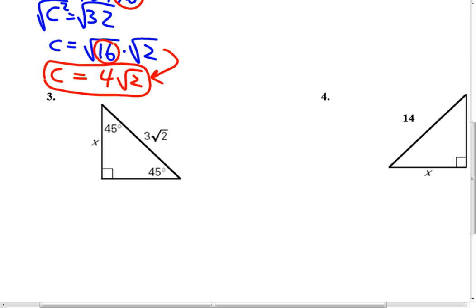Number 3 matches the pattern. We've got something times radical 2. So I'm going to place a 3 here and a 3 here.